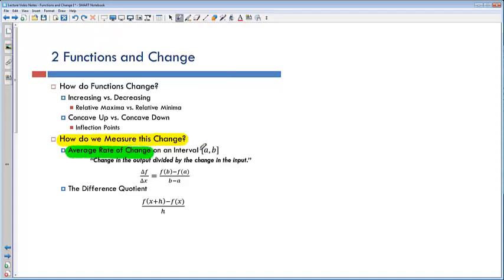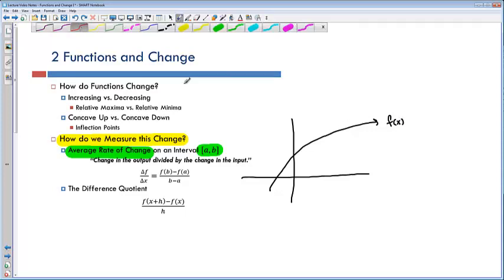And typically this is going to be given to us on some interval. Here it says A to B. The idea is actually really simple if you think about it. If you give me a function, I don't care what it looks like, here's just some sort of random function, f of x, and you want to try to understand how it's changing. One way to do that is just take 2 points on that function. So here's 1 point, and here's another point over here.